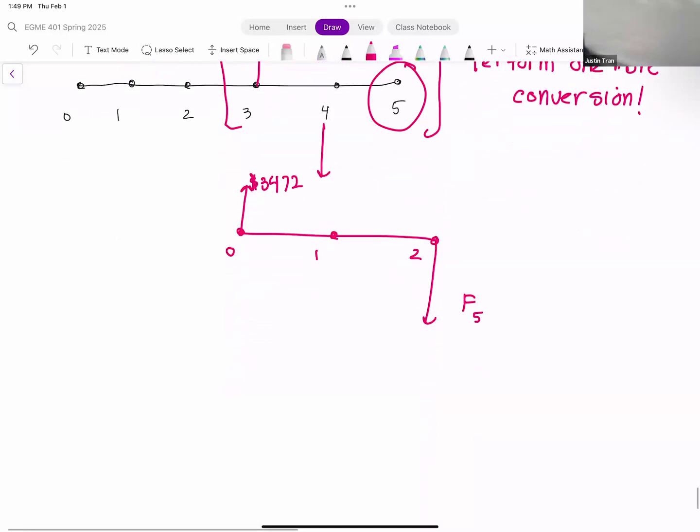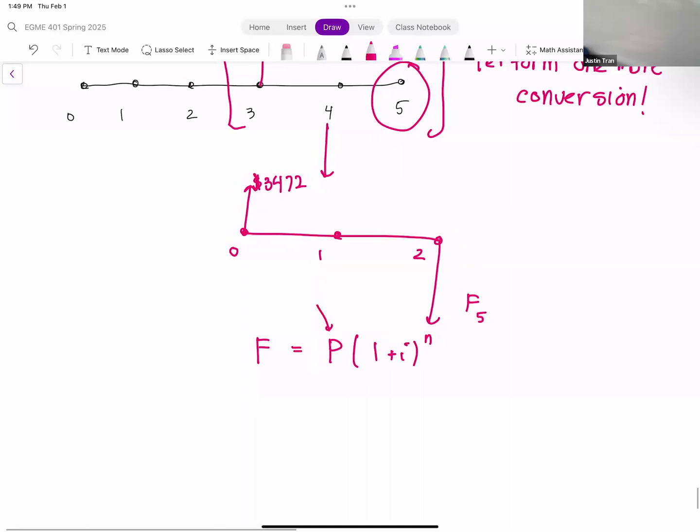And so the nice thing here is that these are just single sums of money. So we can just use our compound interest formula. F is equal to P times (1 plus i) to the n, where P here is 3,472. Since we're only going 2 years into the future from here, n is equal to 2. So we plug those in and we get $4,590.